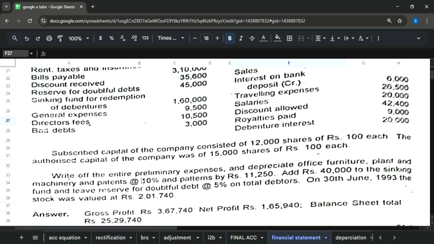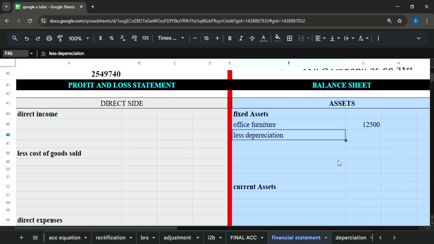10%. For all of the assets, the rate is the same. So we will calculate 10%. The amount was 12,500 divided by 100. How did we calculate? 12,500 was the amount of furniture and you will multiply it with 10 divided by 100. We have got the depreciation.